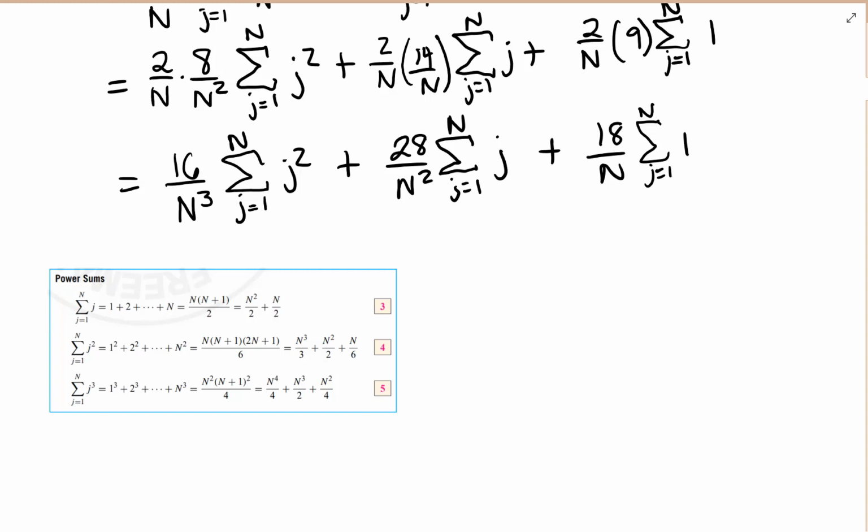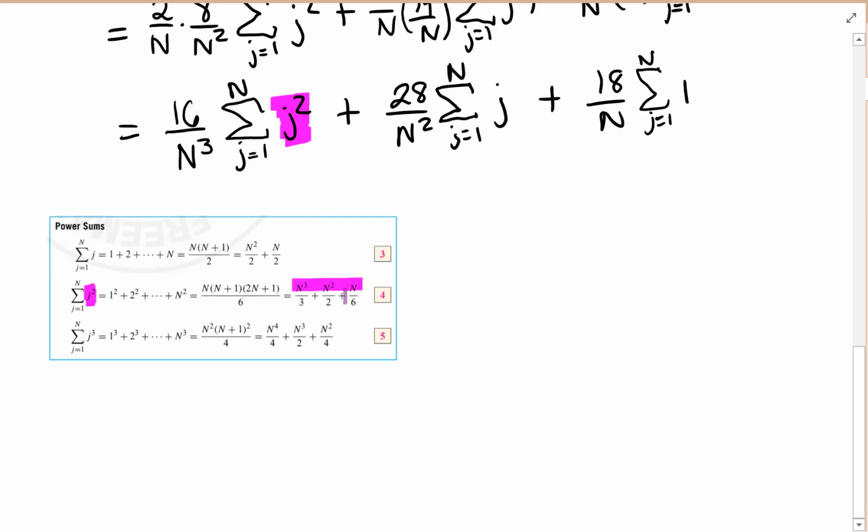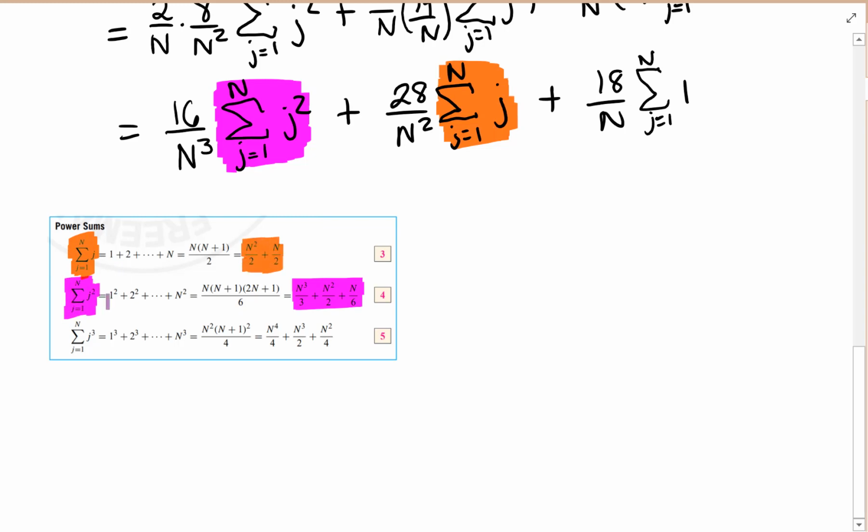Now, in order to get rid of that summation notation, we can use our power sum formulas. And here we have the sum of j squared. And that power sum is n cubed over 3 plus n squared over 2 plus n over 6. So that's what we will replace this sum with. And j, here, taking the sum from 1 to n of j, we can replace that with our power sum formula here and get n squared over 2 plus n over 2.